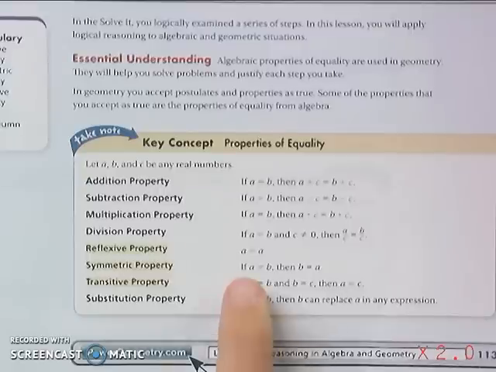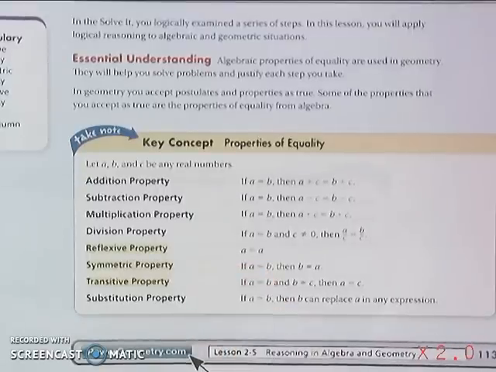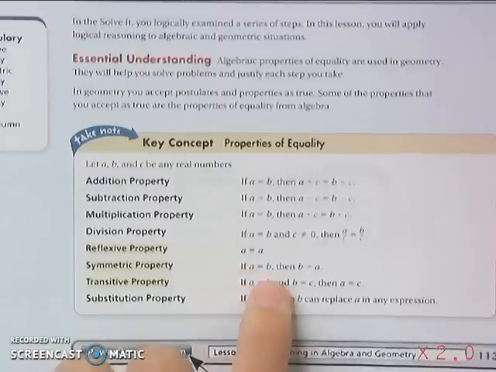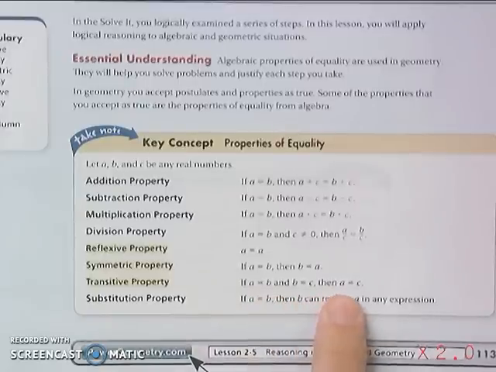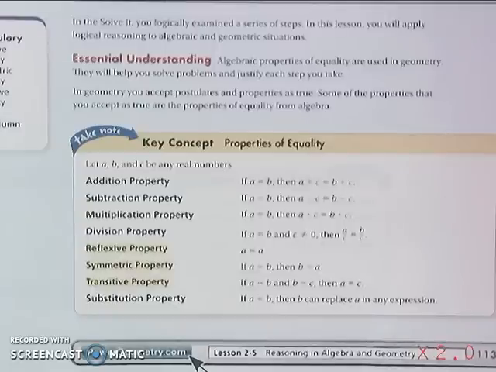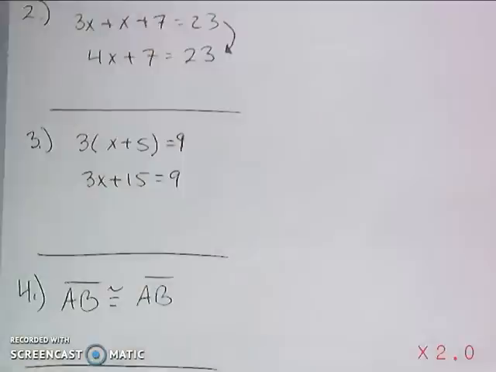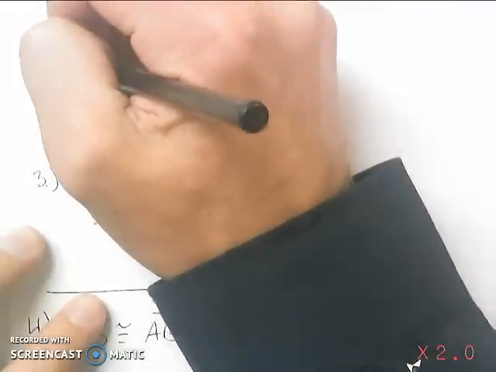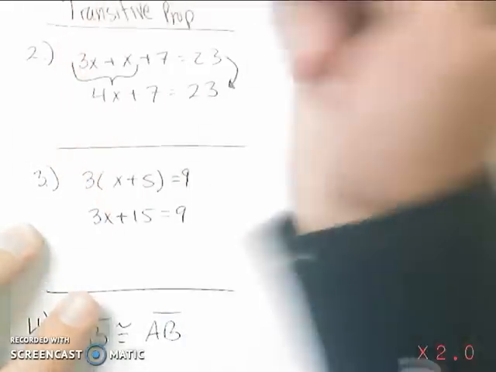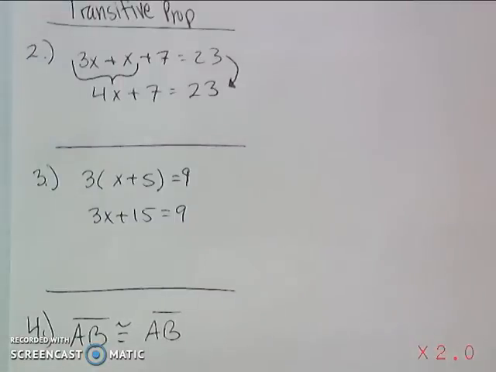It looks like reflexive is just one thing equals itself. Symmetric? A equals B, then B equals A, so it's kind of like a mirror. That doesn't seem like it's right. Transitive, A equals B, B equals C, then A equals C. No, that's not it. Substitution property. A equals B, and then B can replace A in any expression. Let me take a look. Is it true that this could be replaced by that? Could 3x plus x be replaced by 4x? And the answer is, yeah.